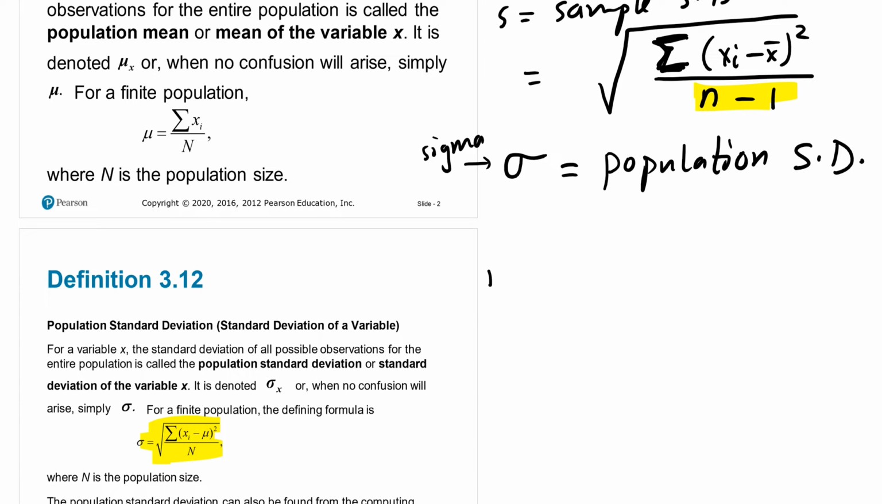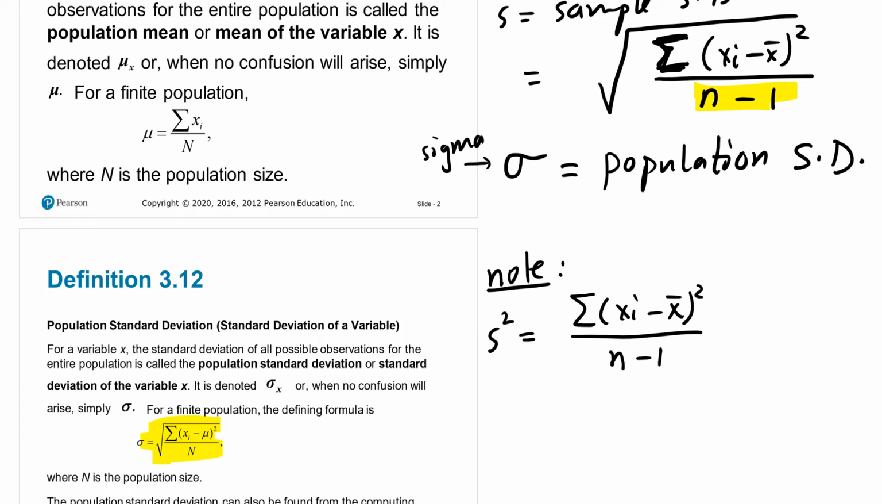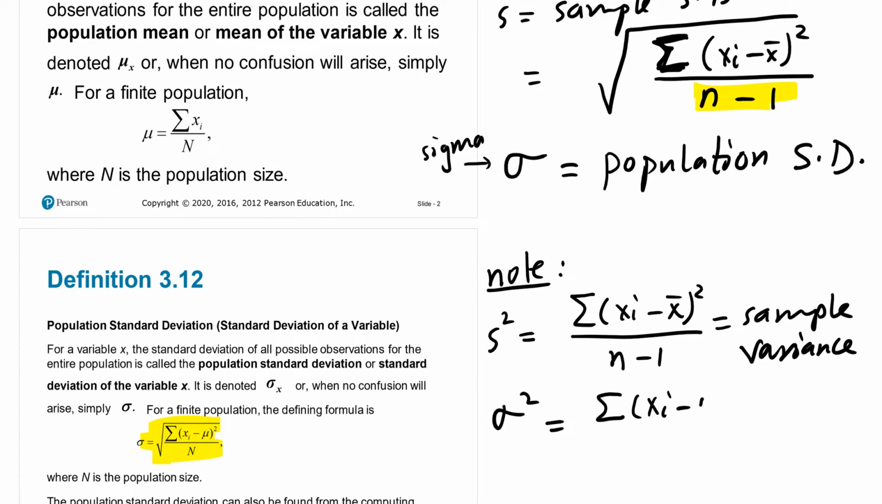Note, before we forget, if we take s and square it, that takes care of the square root. This is called the sample variance. If you do this one and square it, that's the population variance.